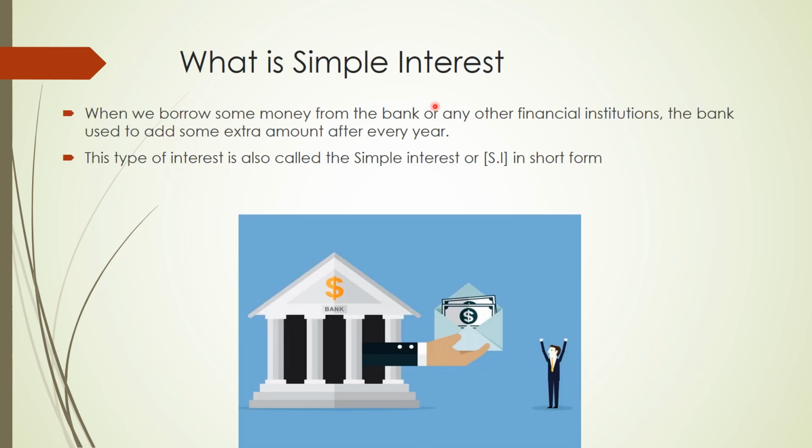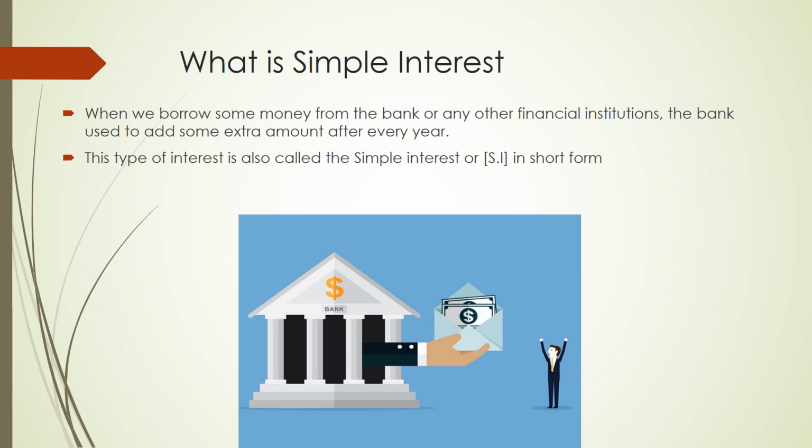what is simple interest. When we borrow some money from the bank or any other financial institution, the bank adds some extra amount after every year. This type of interest is also called simple interest, or SI in short form. Simple interest is the extra amount of money added to the principal amount, the sum of money which you have borrowed.